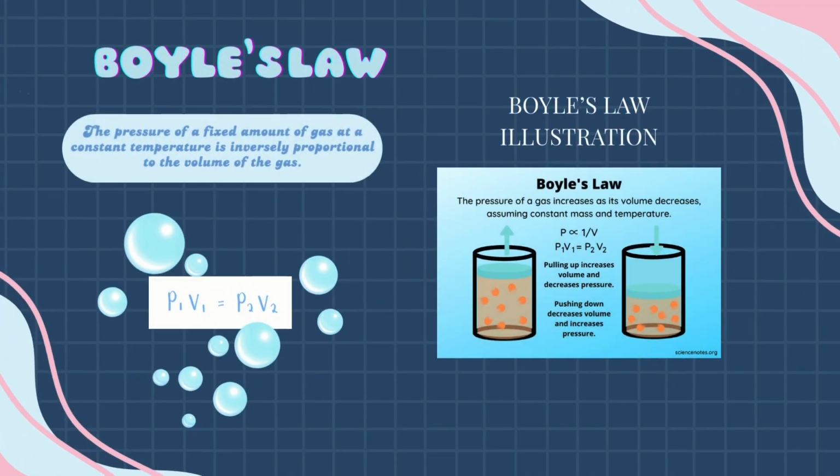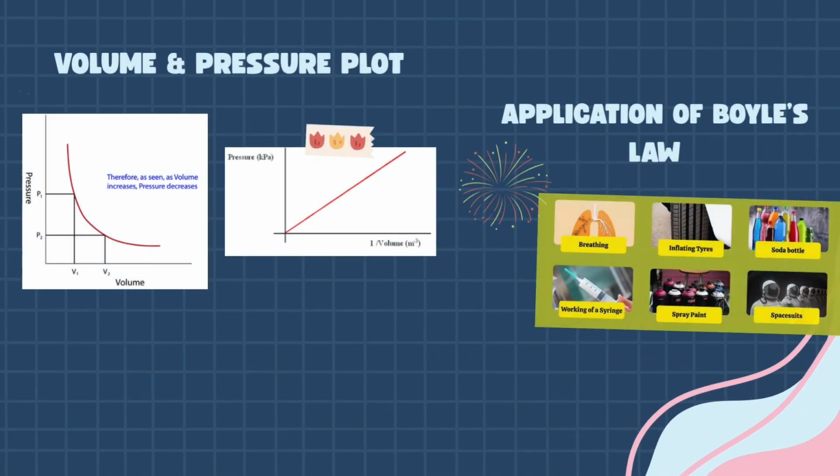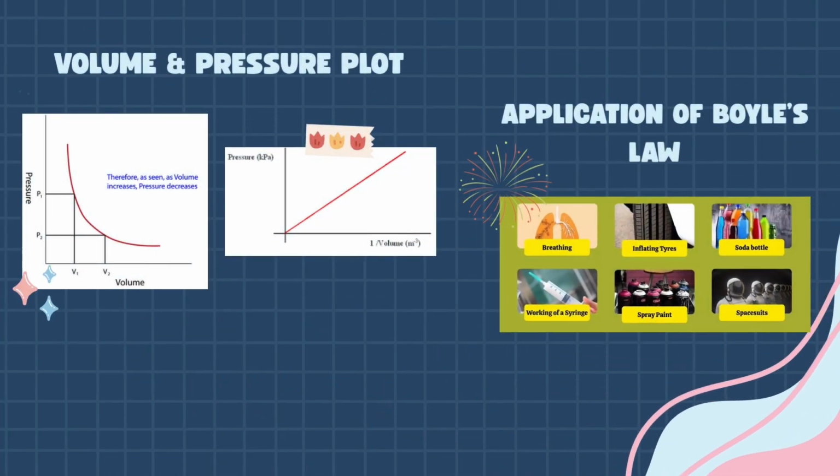Boyle's law. The pressure of a fixed amount of gas at a constant temperature is inversely proportional to the volume of the gas. On the right side, we can see the Boyle's law illustration, and the equation is P1V1 equals P2V2. On the left side, we can see the volume and pressure plot, and on the right side, the applications of Boyle's law. For example, breathing, inflating tires, soda bottles, the working of a syringe, spray paints, and spacesuits.